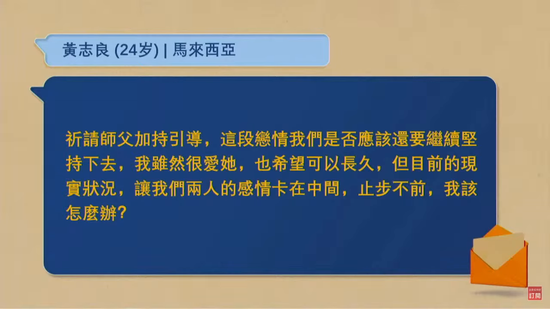So, Grandmaster, should we continue this love? Even though I love her and I want it to last, because of this current situation, the relationship is quite stuck. So what should I do? So this is Xiao Huang's question.